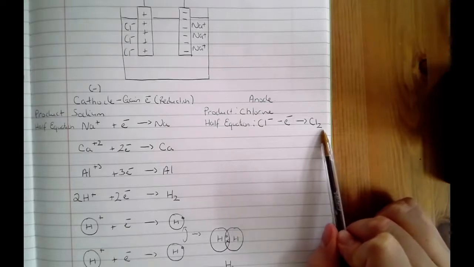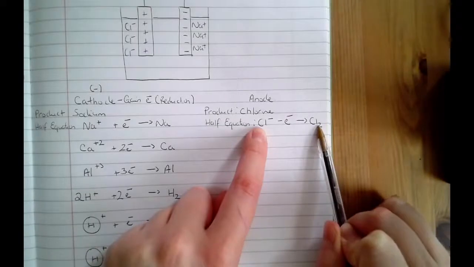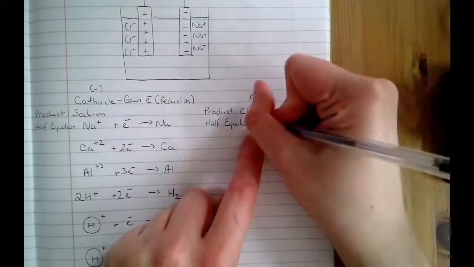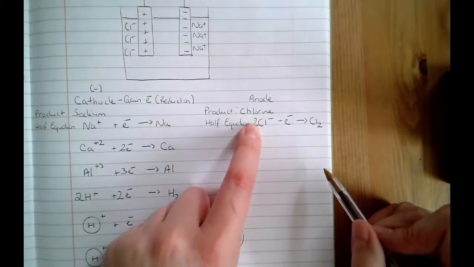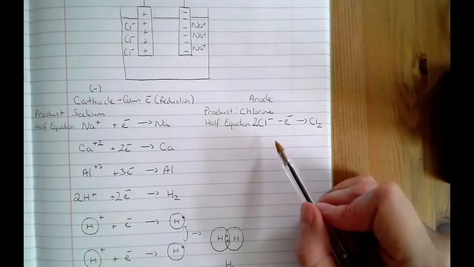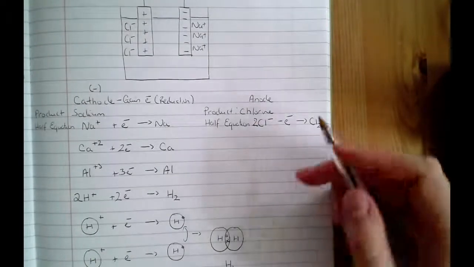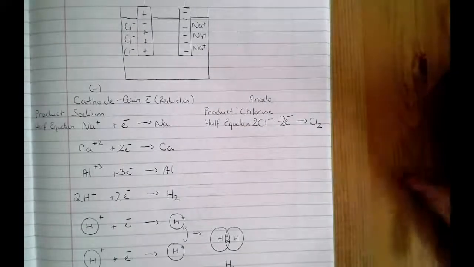And again, like we had with the hydrogen equation, I need to balance this. If I've got two chlorines on the right, I'm going to need two chlorines on the left. To balance, I use a large number and I put it at the front. Each of these chlorines will need to lose one electron. So in total, I'm losing 2 electrons to form my chlorine.